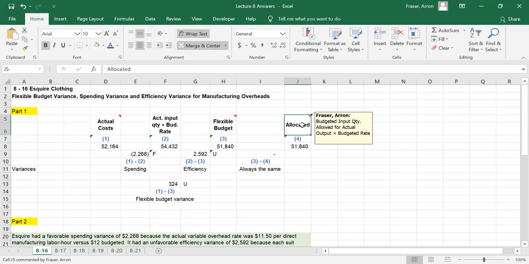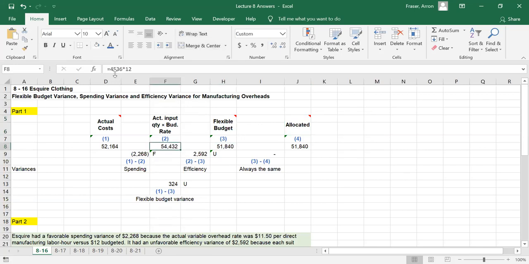So that's how you get the four values that we have here. You're given the actual cost, you're told the actual input quantity, the hours, and you know the rate, so you can calculate this second figure. For the flexible budget amount, you flex it for the actual output, which was 1,080, times the input quantity allowed per output, times the budgeted rate. And that's how you get the flexible budget amount. The flexible budget amount and the allocated amount are always equal when we're looking at the flexible budget variance.